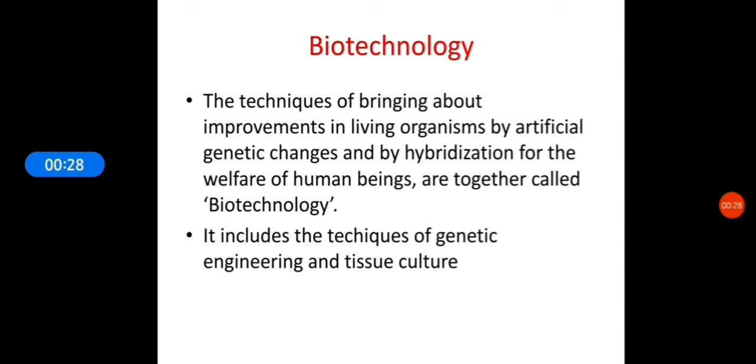With the help of biotechnology, it has become possible to produce plants and animals bearing some new characteristics in addition to their natural ones. The technique of bringing about improvements in living organisms by artificial genetic changes and by hybridization for the welfare of human beings are together called biotechnology. It includes the techniques of genetic engineering and tissue culture.